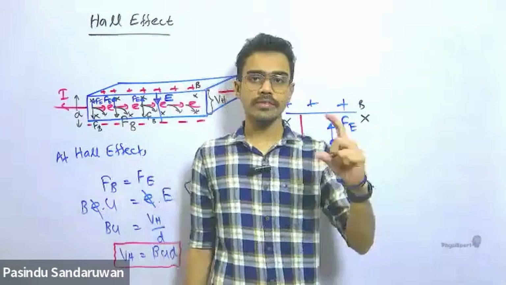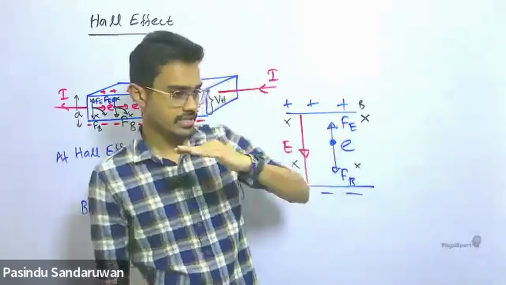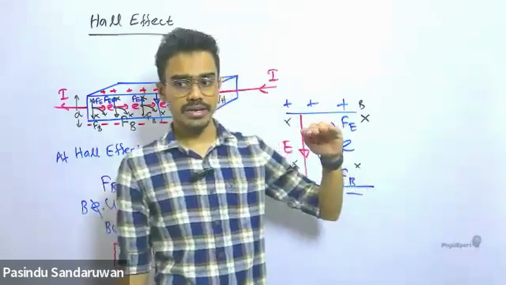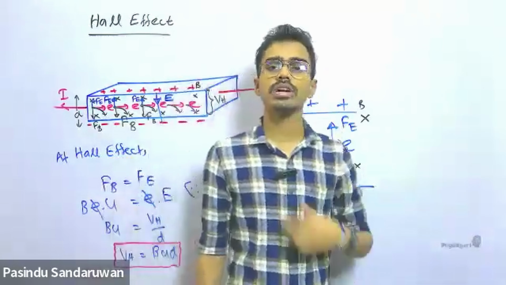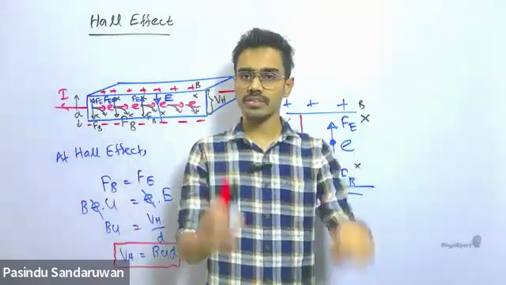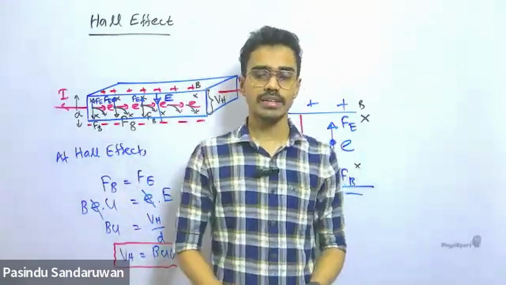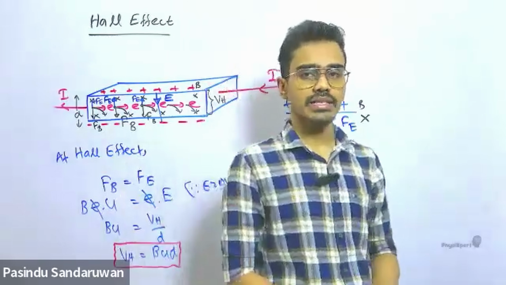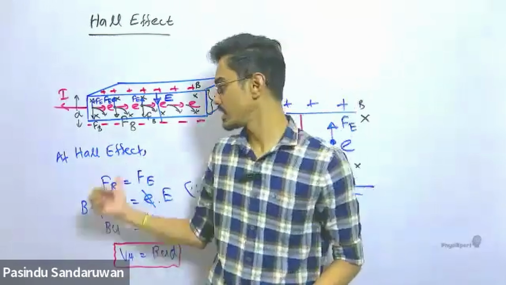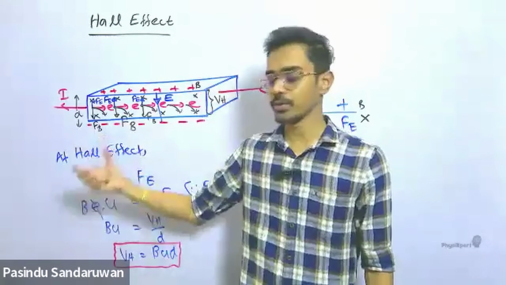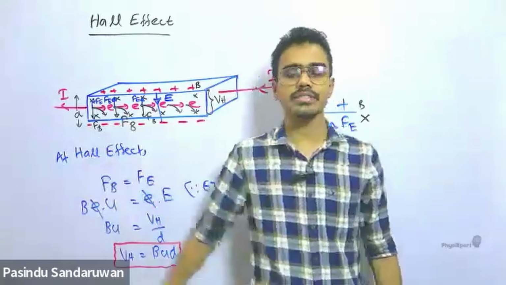At the point where these two forces are equal, the electron travels with no deflection, no deviation, just in a straight line. That point is called the Hall effect. That is the point I figured out here, and since FB equals FE at that point, we proved the equation using that logic.